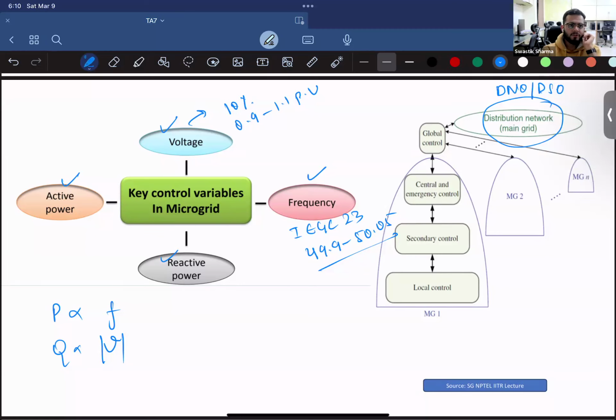Third, if we have a microgrid, let's say your DGs produce an excess of energy. You would want to sell this energy to a market, right?